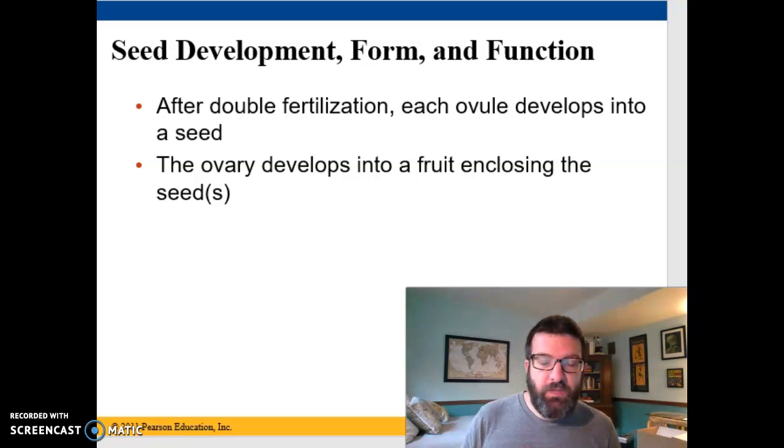After pollination and the two sperm perform double fertilization, one fertilization of the egg to make a zygote, and one fertilization of the polar nuclei to make an endosperm, you end up getting a seed. The ovule is what develops into the seed, and you may have several ovules in an ovary, and the ovary is what will develop into the fruit.